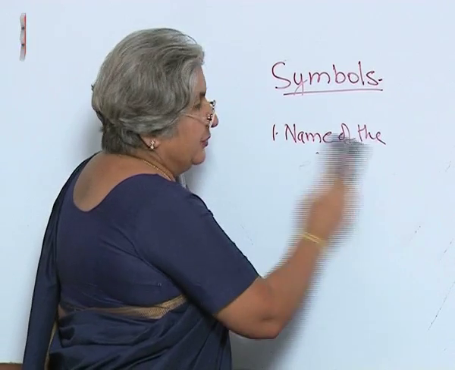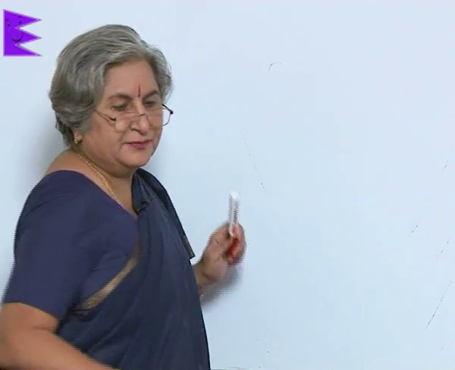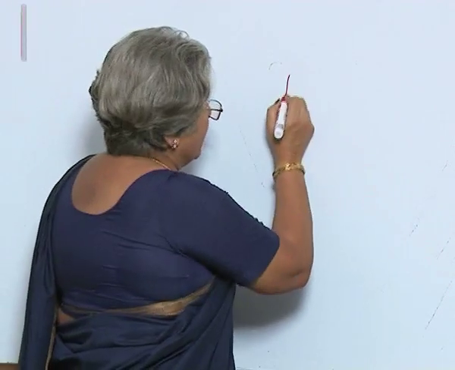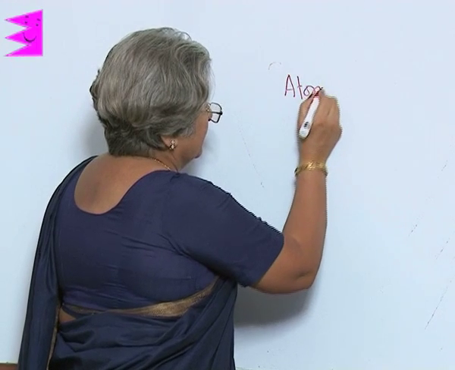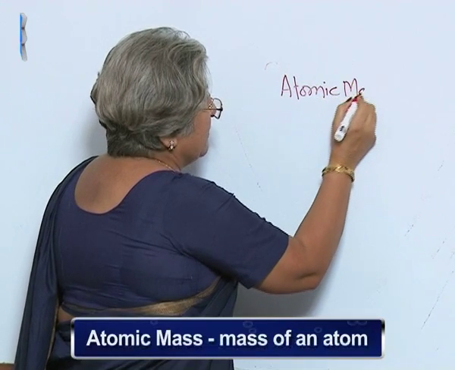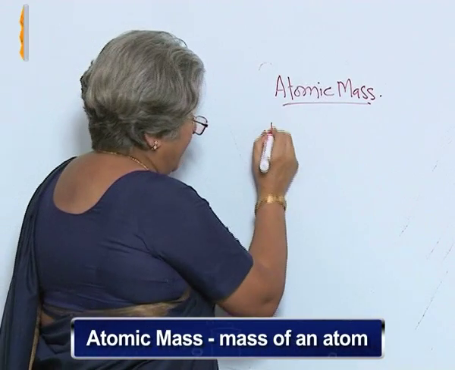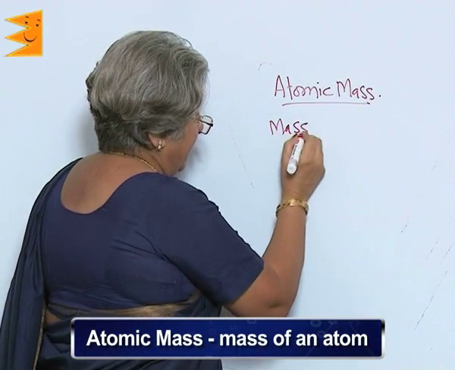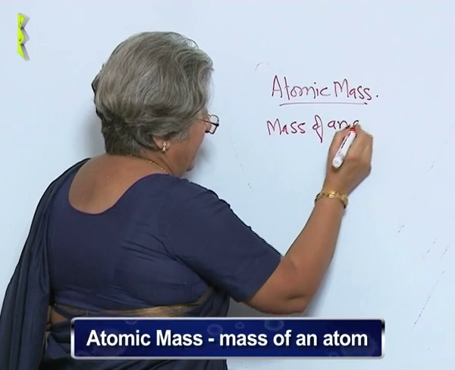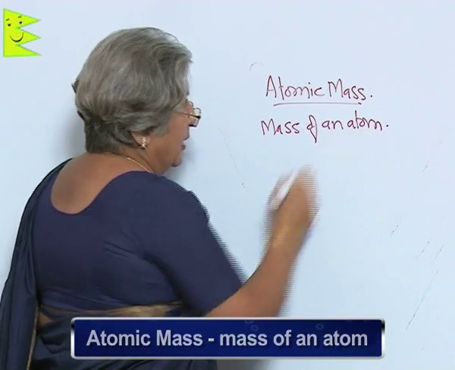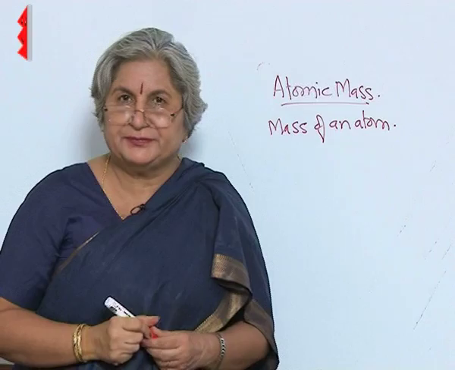After this, we come to atomic mass. What is atomic mass? Atomic mass is the mass of an atom. Simple. Now, how do we measure it?